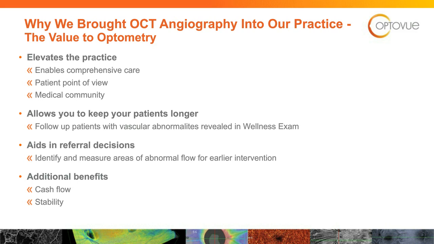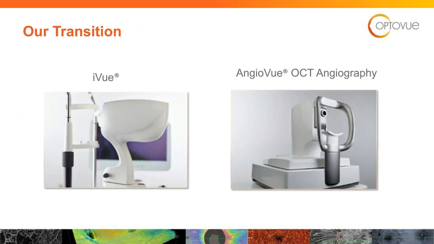It allows you to keep your patients longer. There were things that I might have referred out, and it allows us to keep the patient in the practice and manage them a little bit further, so we don't have to refer out. And again, I mentioned the additional benefits of cash flow and stability that it brings to the practice, because it does not have to go to a third-party biller, especially with the wellness program. So here's our transition. For years, we had the iView, and then we transitioned over to the AngioView OCT Angiography.